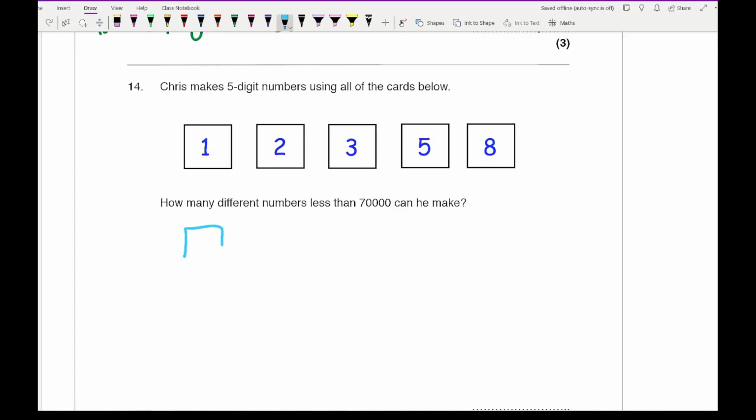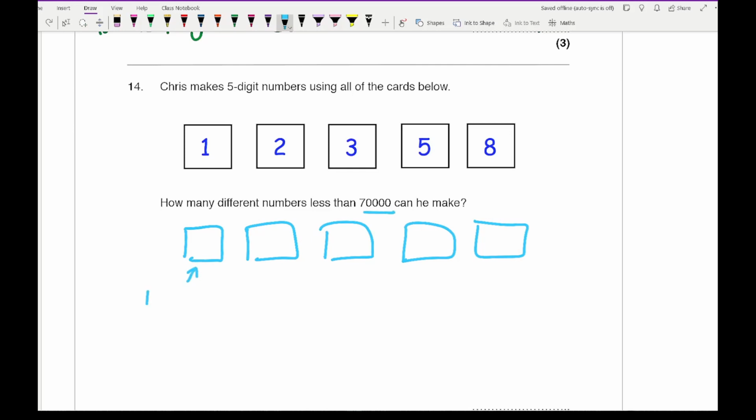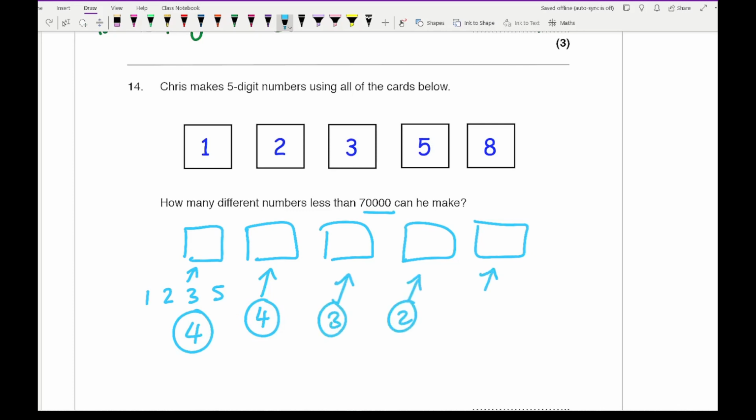So if we start by representing our 5-digit number. Now for it to be less than 70,000, this first number needs to start with either a 1, a 2, a 3, or a 5. So therefore there are 4 possible options. Then if I've already selected one of those 4 numbers, there are going to be 4 left to choose from. Then there's going to be 3 left, then 2 left, and then there is only going to be 1 number left for me to choose from.